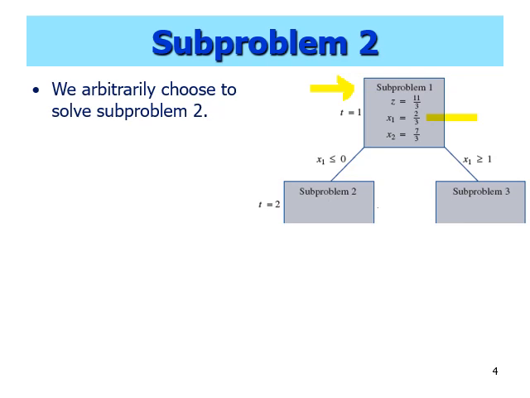2 over 3 is between 0 and 1, so we add constraints saying that x1 needs to be less than or equal to 0, or x1 greater than or equal to 1. While you're branching a variable, you need an integer that is less than the original number, and another integer that is greater than it. So less than or equal to 0, greater than or equal to 1. We arbitrarily choose to solve subproblem 2 first.